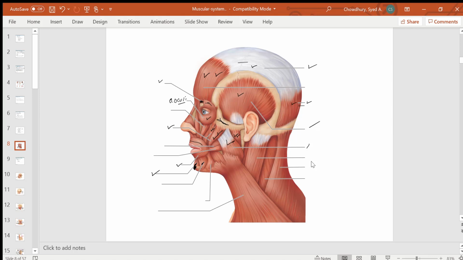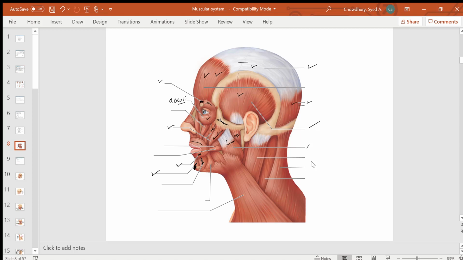depressor labii inferioris. Now just think of three parts. Depressor: when this muscle contracts, it depresses. Depresses what? Labii, lip, the lower lip. Makes sense. It is below the lower lip, right? So when this muscle contracts, it will pull the lower lip downwards. That's why it is depressor labii. And it is located inferior.